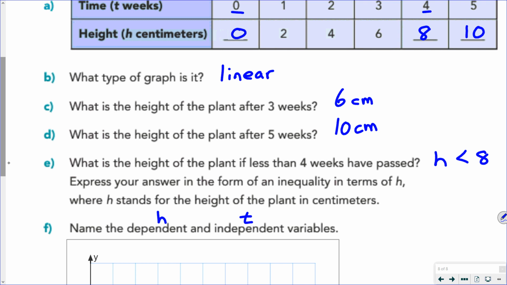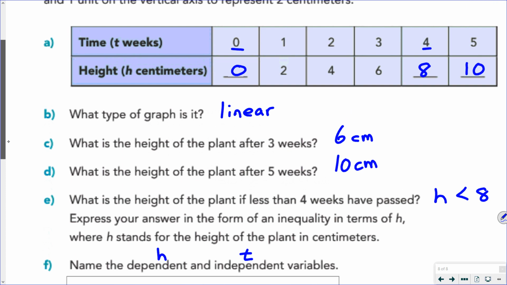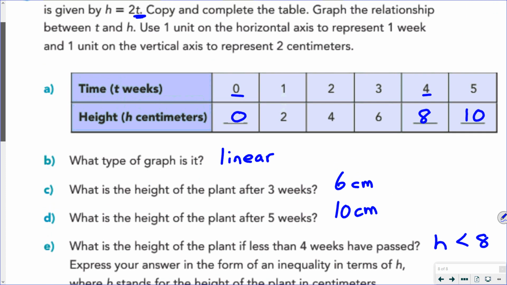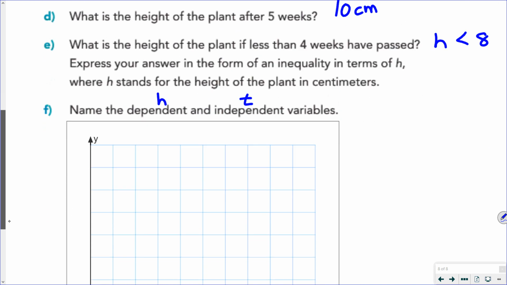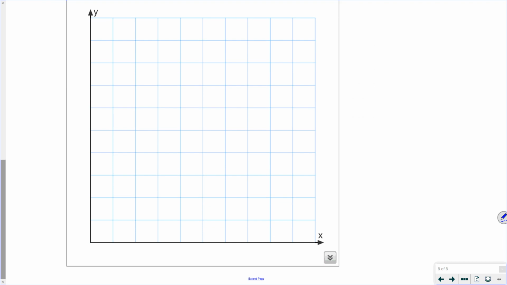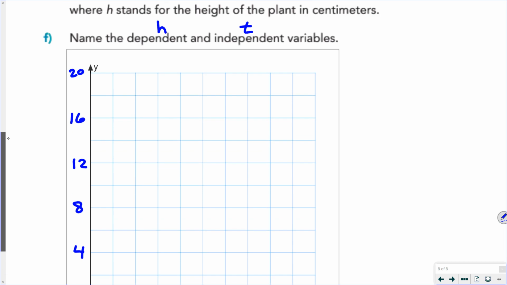Okay. And then finally, we will do our graph. So let's look up here. 1 unit on the horizontal axis represents 1 week, and 1 unit on the vertical axis represents 2 centimeters. So there's no change that we have to make with our x-axis. With our y, we're going up by 2s. So we would have 4, 8, 12, 16, and 20.